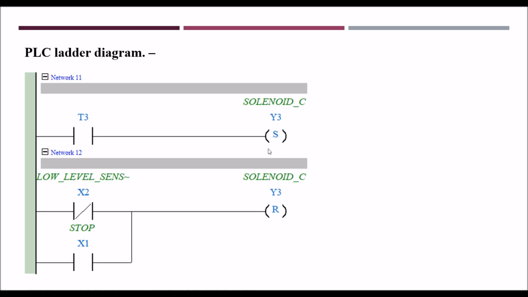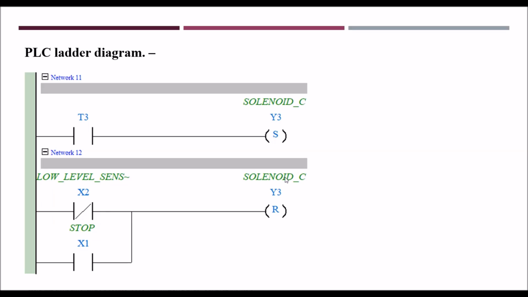And once T3 is on, solenoid C is going to turn on. Solenoid C should be reset only when the low level sensor is off. And when the stop button is pressed, then also solenoid C should be off. Okay, so this is the ladder diagram.